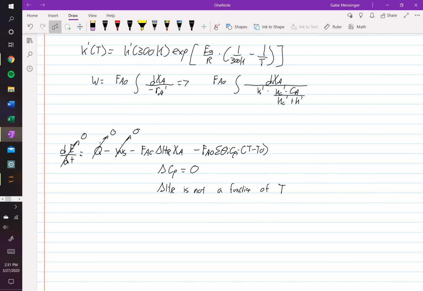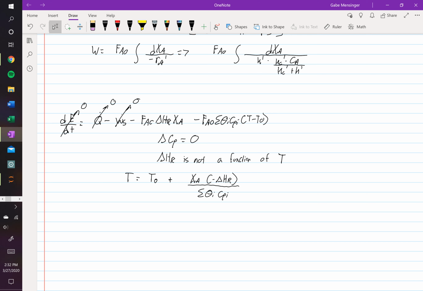And then solving for our outlet temperature T, we'll get that T is equal to T naught plus XA times negative delta HR over sigma theta I CP I. And this one should look familiar. And again, this is your expression for temperature based off of an adiabatic system at steady state where delta Cp is 0. So there is our energy balance.